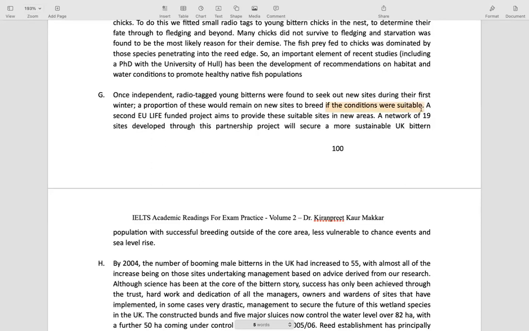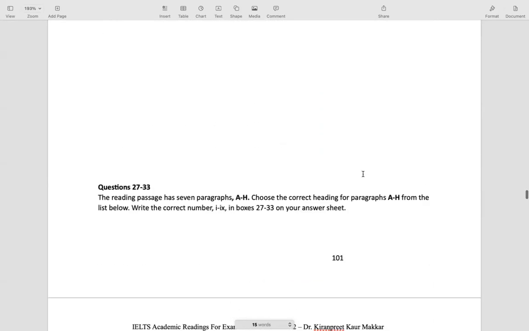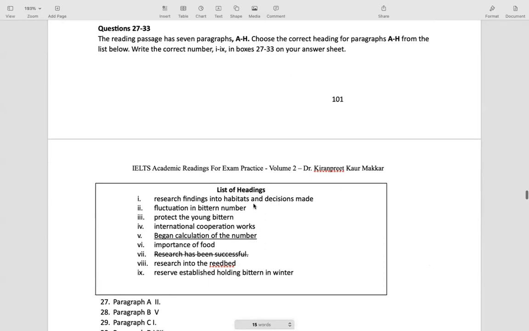Okay, let's go next. A second EU Life funded project aims to provide these suitable sites in new areas. So now they've started a new project to provide these suitable sites in new areas. Is it clear? Yes, sir. Okay, so now let's check the answer from these 3 lines. If it's too less, we'll read one more. That's only 1 line left, but let's try to find the perfect one till now. First we have done, second we have done. Start with the third.